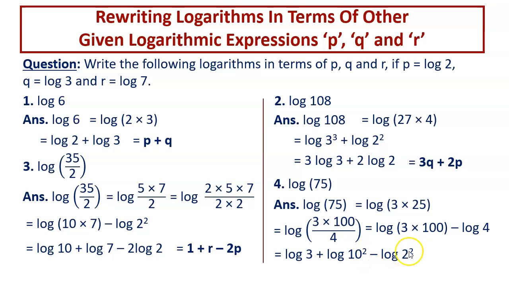And these two 2's come down in the coefficient place. Log of 3 is equal to q, and this is 2 times log of 10. Log of 10 is 1, so it will be 2 times 1, which will be equal to 2. So it is q plus 2, and this 2 comes down, it will be minus 2 times log of 2, which is p. So it is minus 2p. The final answer is q plus 2 minus 2p.